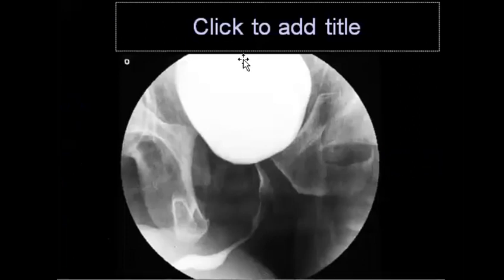So what about this one? What will it be? If I told you that this is a history of trauma, it is type 1 urethral injury. So there is minimal stretching or luminal irregularity of the posterior urethra, and there is no extravasation. So it is type 1. And if I show you this one, which type is it?